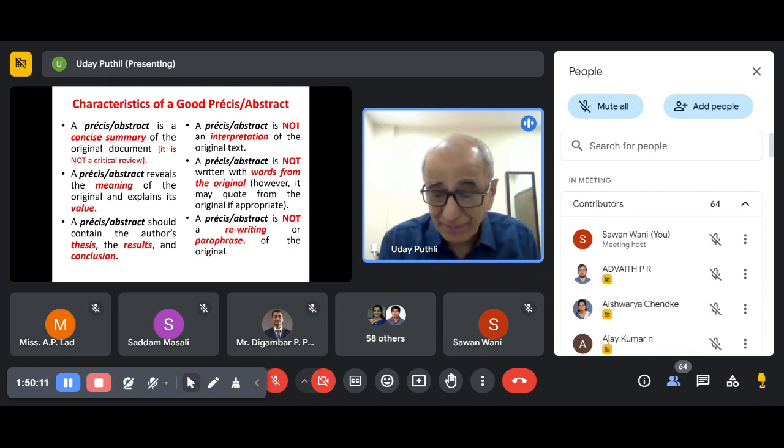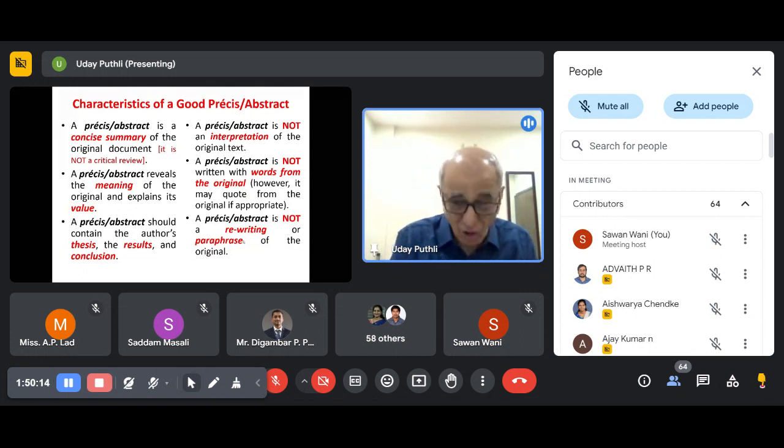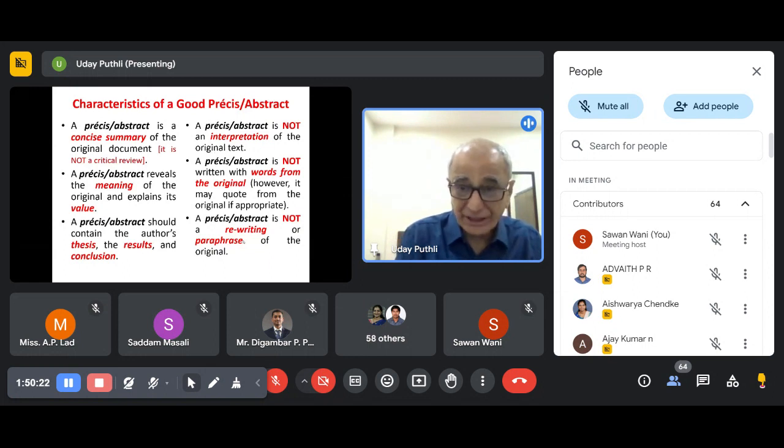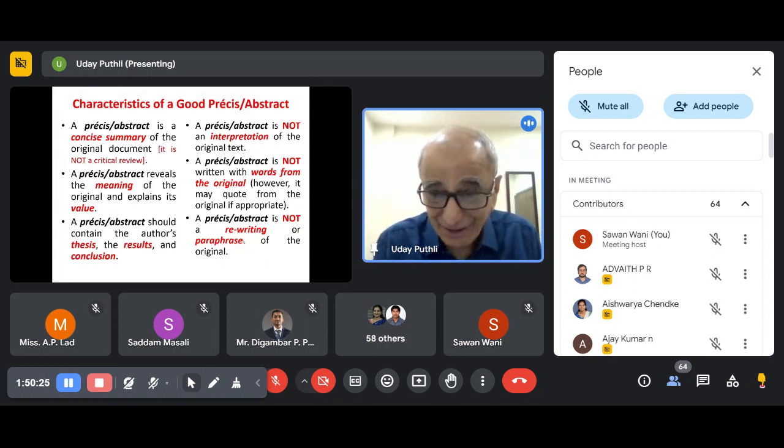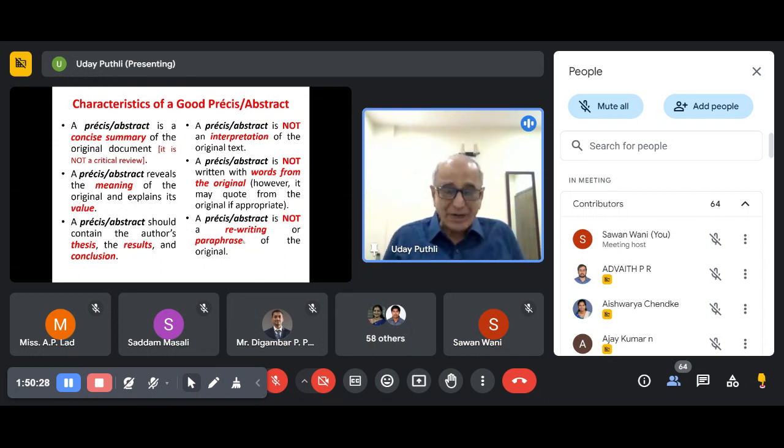It is not an interpretation of the original text. It is not your perspective. For example, the author is not you, the author is somebody else. You have a perspective of it, but you are not going to comment on it. It is not written with words from the original. You have to write it in your own words. But that does not mean that you are not allowed to quote from the original if that quotation is appropriate. It is not a rewriting or paraphrase of the original. What is a paraphrase? Saying it in your own words. The author has said it in some way, and you're repeating the same thing in every little detail in another way.